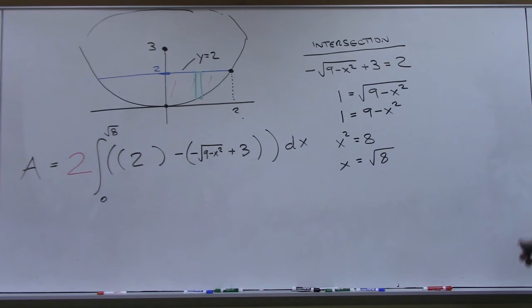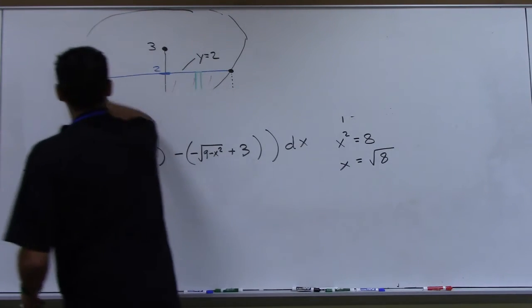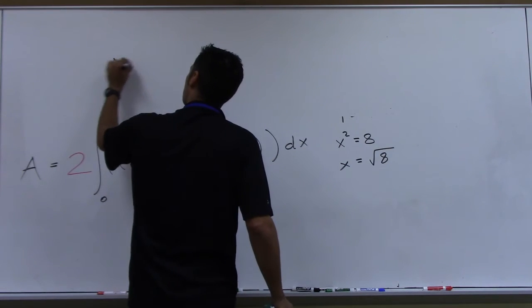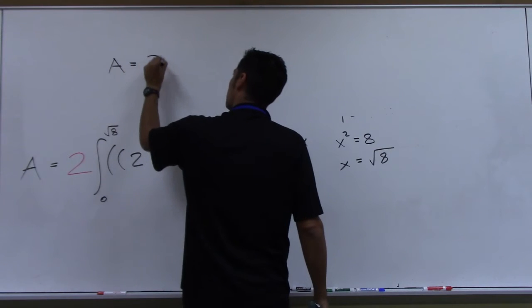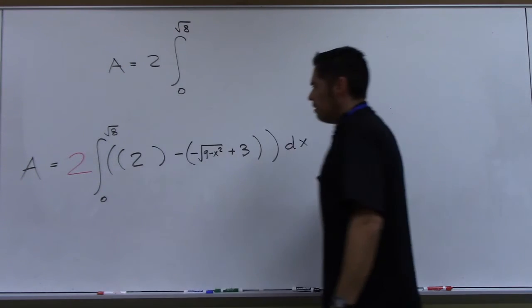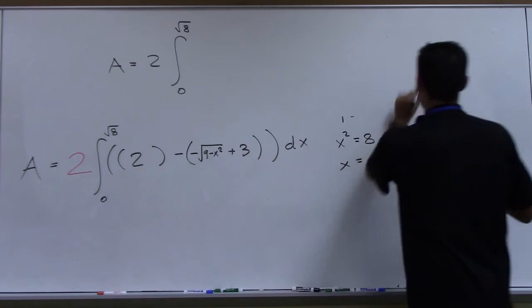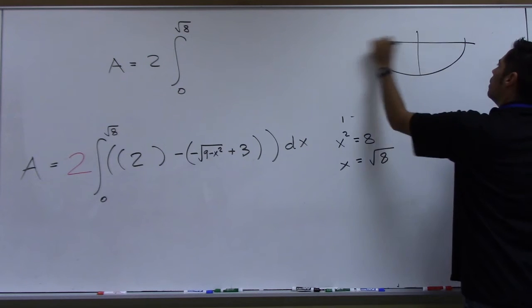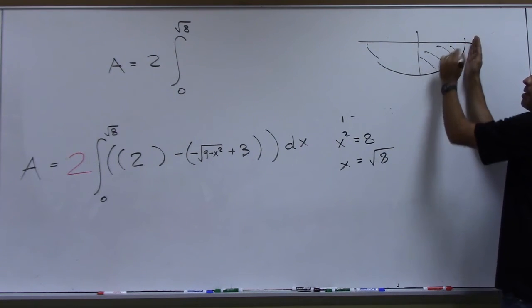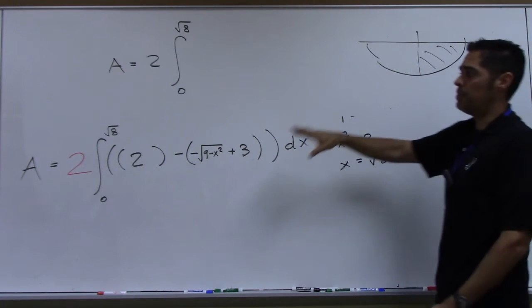All right, let me try and clean that up a little bit. So the area equals 2 times the integral from 0 to root 8. Because of the symmetry of the problem with that circle, we were looking only from 0 to root 8 to get this area, but we said if we want the area of the whole thing, we were going to have to double our answer. So the 2 was just to pick up the other side.